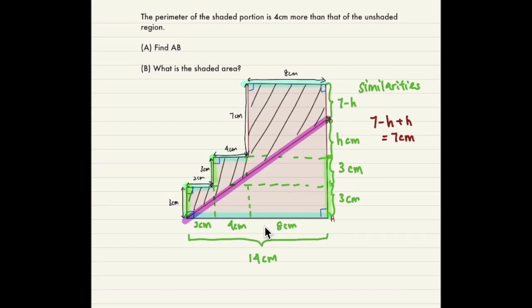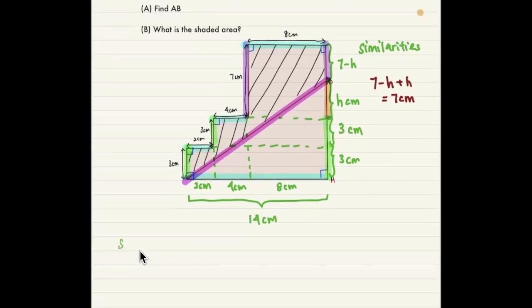Then other similarities that we can find, I'll be highlighting in green, 3 cm, another 3 cm. And then this is where it's different. I have 7 cm here, which I will highlight in purple. And then another one, I have 7 minus h as compared to the unshaded portion where I'll only have h cm, where I'll highlight in orange. Okay, so I'll go ahead and write out the equations as if I'm trying to find the perimeter of the shaded and unshaded portions. So for the shaded, the perimeter will look like that.